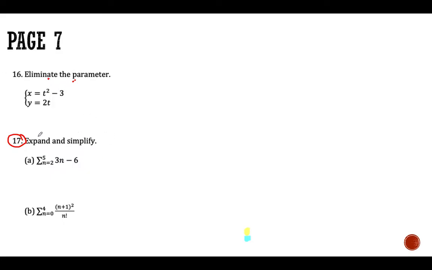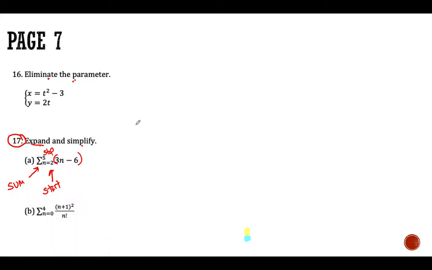You will never be asked to expand and simplify straight up a problem like this. The purpose of these problems is to get you familiar again with the notation: that capital sigma means to sum, and that this number is where you start. The bottom index number is where you start inputting numbers in for n, and this is where you stop. And then this is the actual expression.